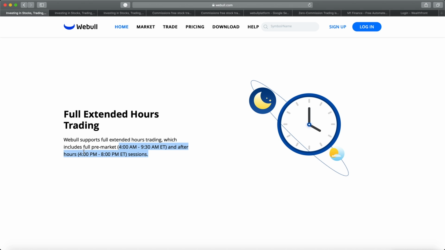And after that, you have 4 p.m. to 8 p.m. So that means even if you're busy, if you're in meetings, you can still sit here, place orders, and trade stocks when the market's closed. That's one of the great benefits of Webull compared to some of its competitors.